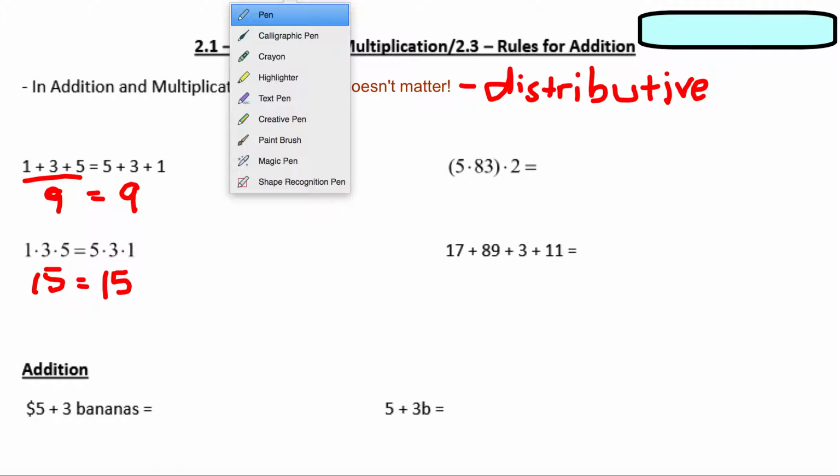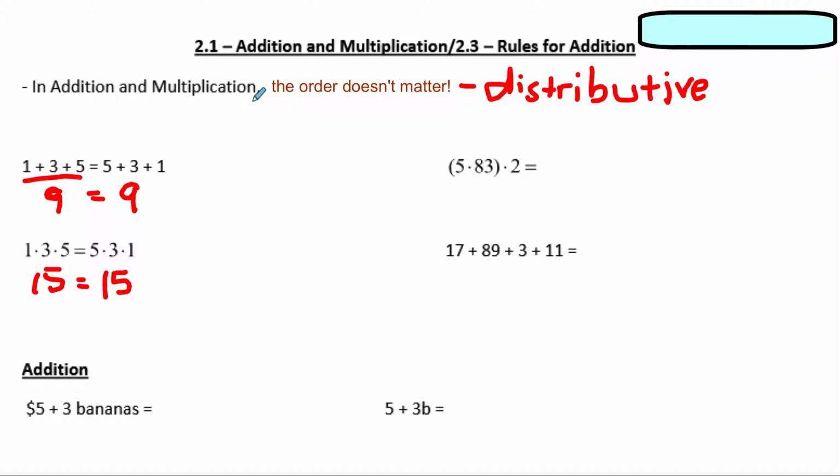So, continuing on, if we look at this right here, if I were to change the order of this, let's say I wrote it instead as 2 times 5 times 83. Those two things are equivalent, the order doesn't matter.